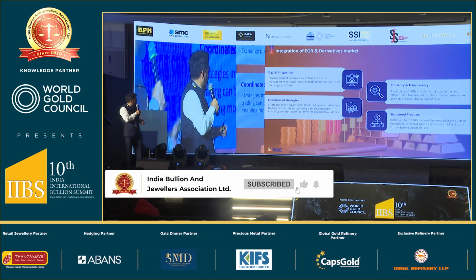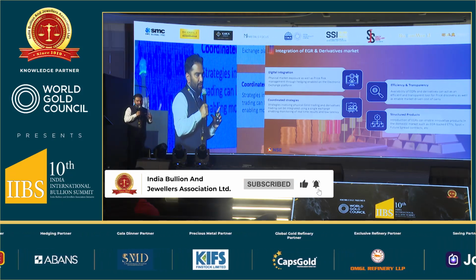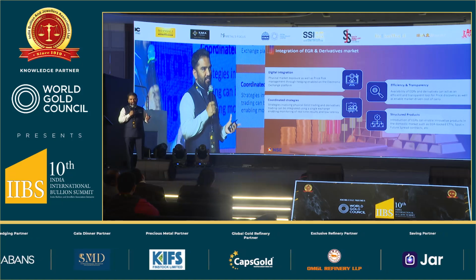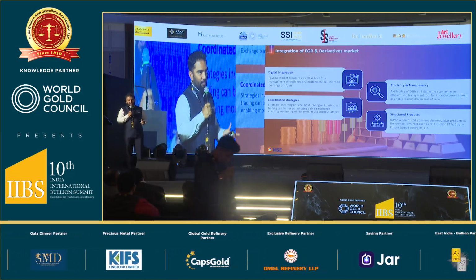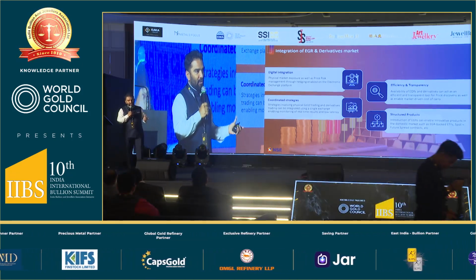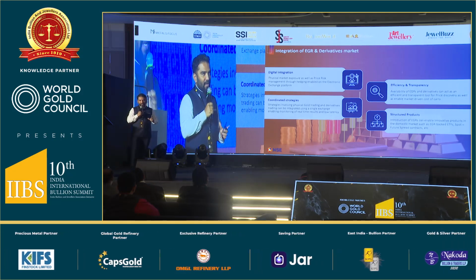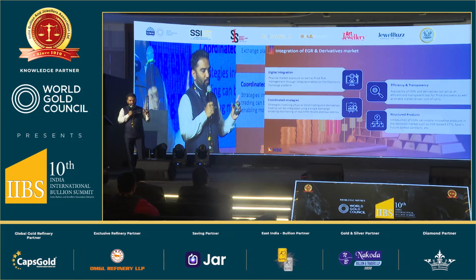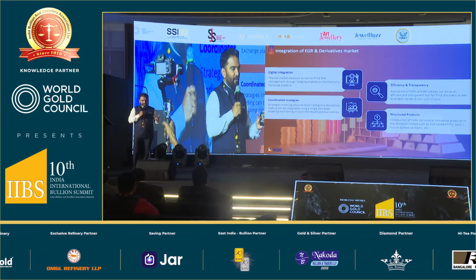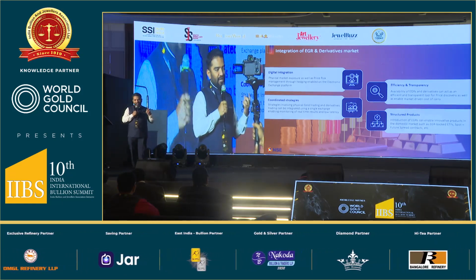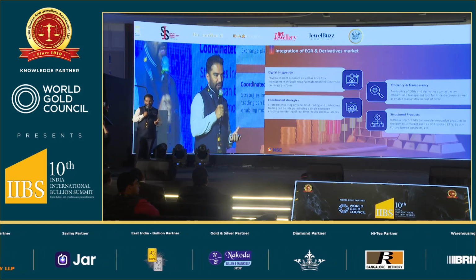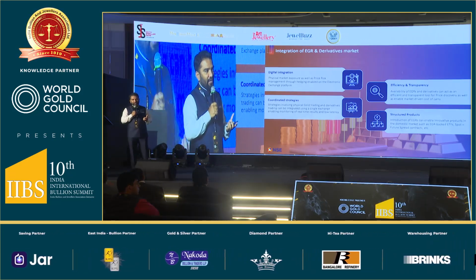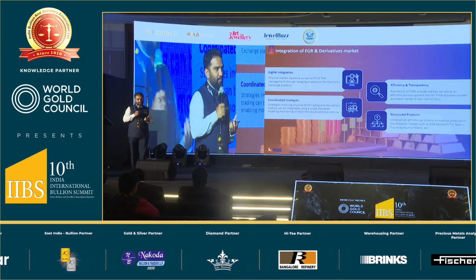It also enables you to essentially define strategies around these two products, right? So you have gold listed, you have the EGRs listed, and you can build your strategies which essentially look at how both these products play with each other. It obviously brings about efficiency and transparency. And finally, you can also build structured products around it, right?